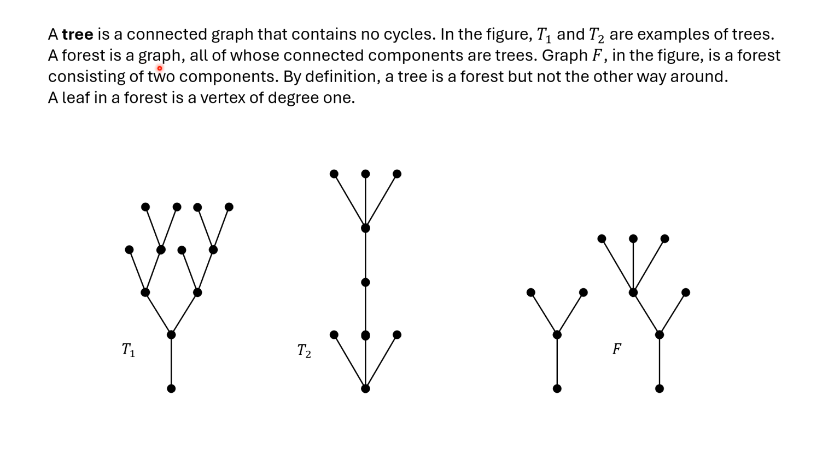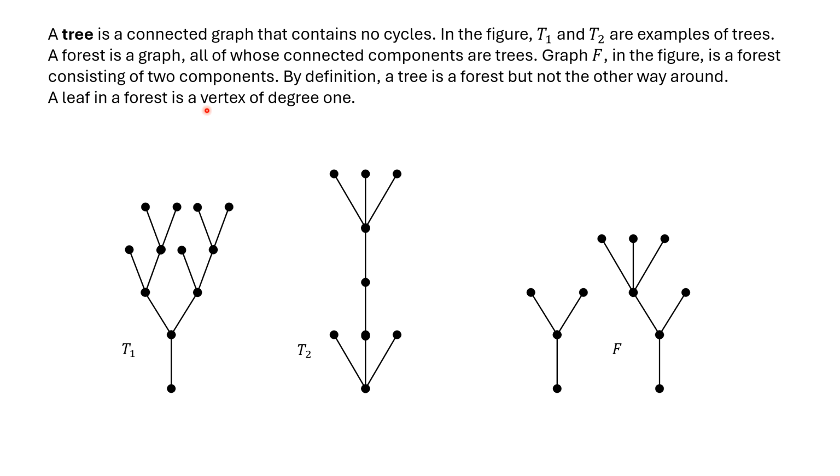A forest is a graph, all of whose connected components are trees. So graph F in the figure is a forest. You see here we have a tree here and another tree here, so it has 2 components. By definition, a tree is a forest, but not the other way around. A tree is a forest with just one tree in it, but a forest is not necessarily a tree, right? It's multiple trees.